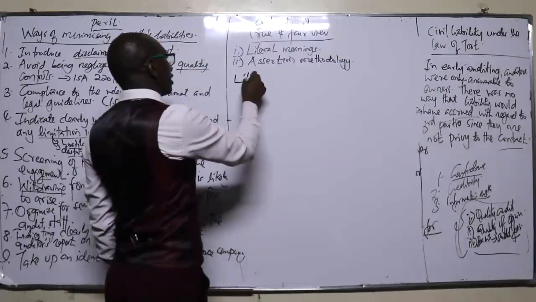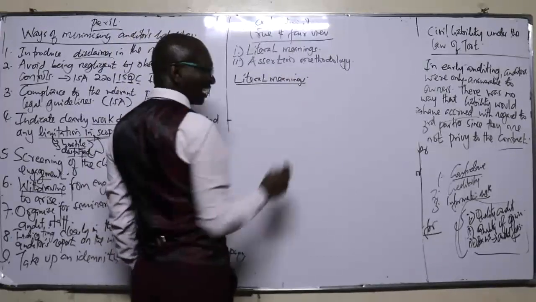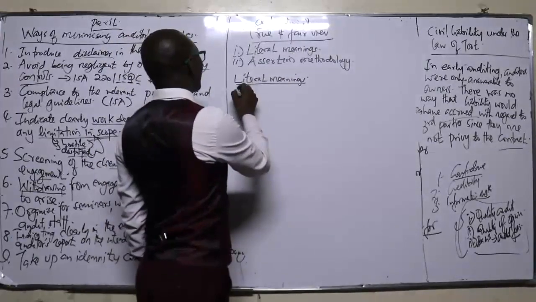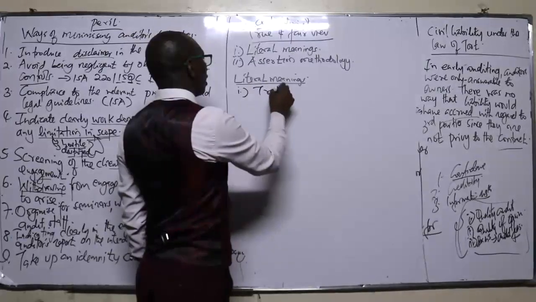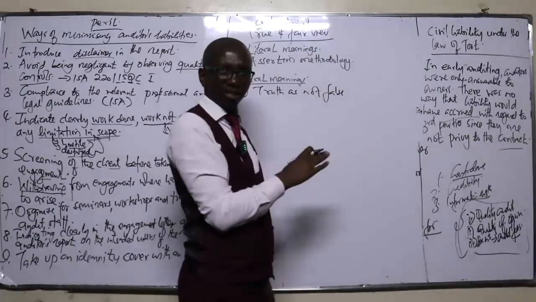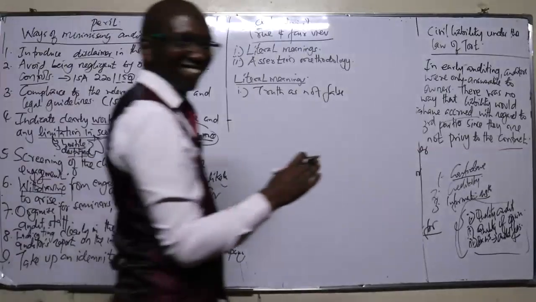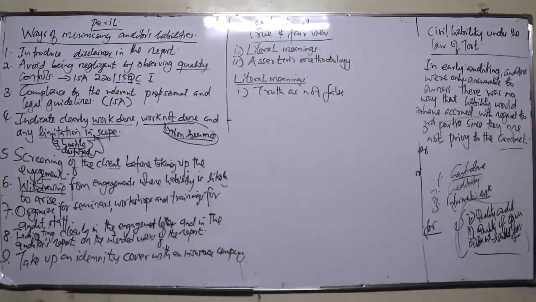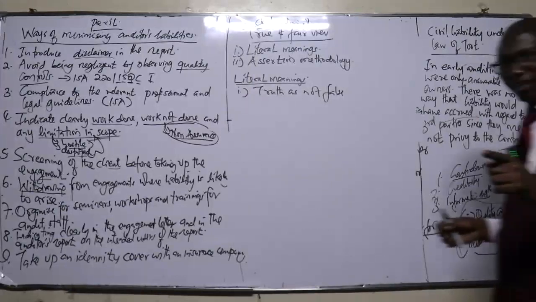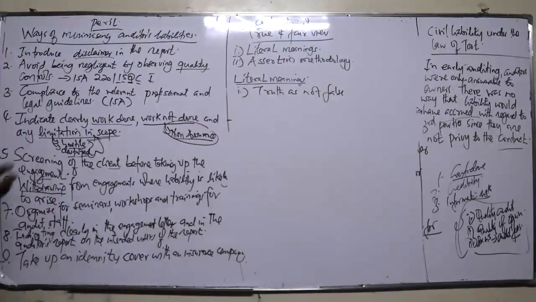So the literal meaning, in English, defines truth as not false. Is this a definition or the opposite? Truth is not false. You know, in accounts, there are some things where we go against English. We always say there is a plural for money. Do you have a plural for money in English? Are they monies? I believe it's in accounts we call them monies.